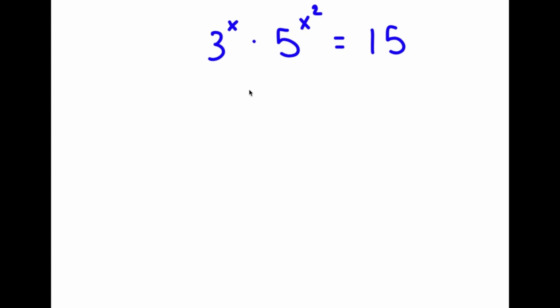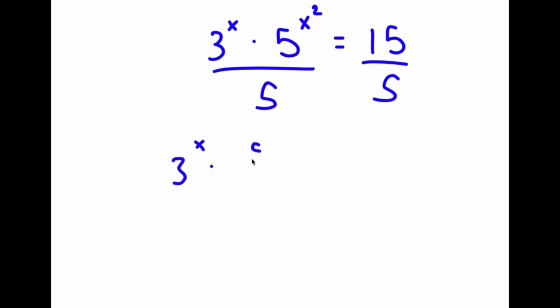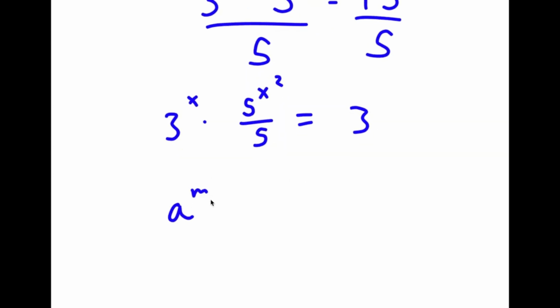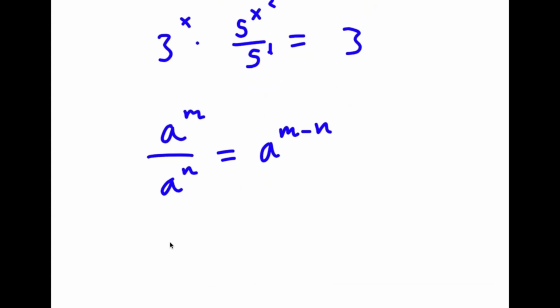Alright, so in this problem, I have 3 to the power of x times 5 to the power of x squared is equal to 15. So now the first thing I'm going to do is divide both sides by 5. So now I have 3 to the power of x times 5 to the power of x squared over 5 is equal to 15 divided by 5, which is 3. Now if I have something in the form a to the power of m over a to the power of n, this is equal to a to the power of m minus n. So in this case, 5 is the same thing as 5 to the power of 1, and 5 to the power of x squared over 5 to the power of 1, that's going to equal 5 to the power of x squared minus 1, which is equal to 3.